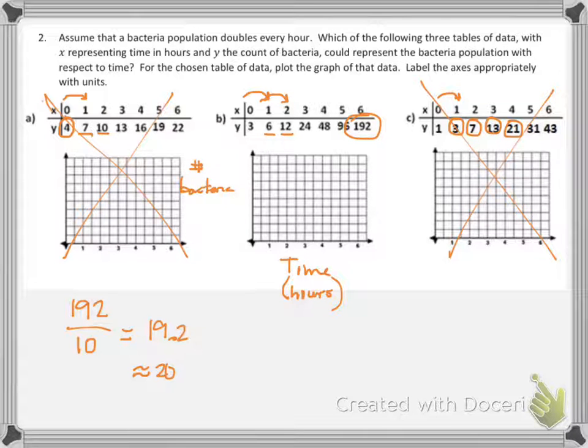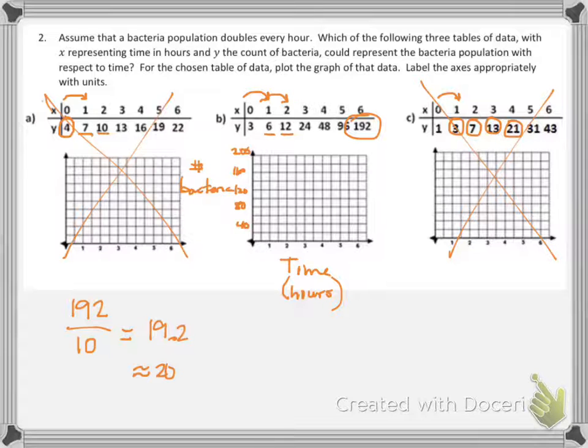I can't fit all those numbers in there because it's so small, so I'm going to go 20, then a 40, 60, then 80, 100, then 120, 140, then 160, 180, and then 200. Okay, so I can plot my points now.